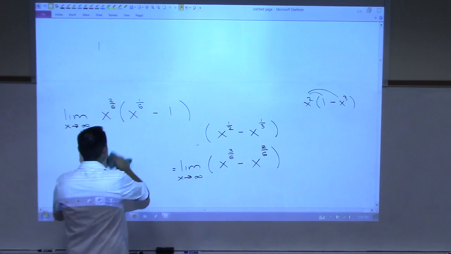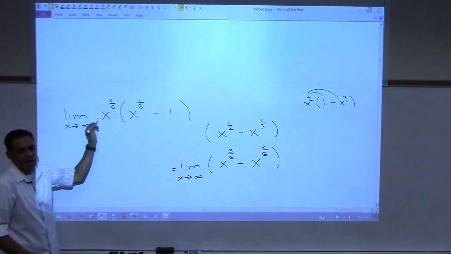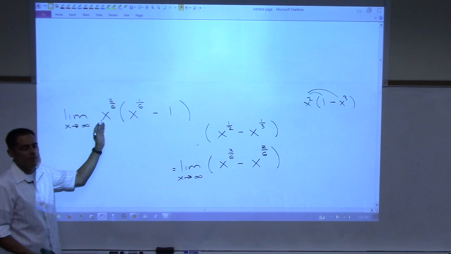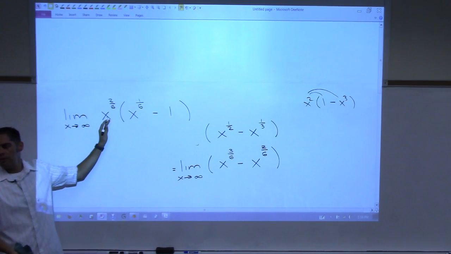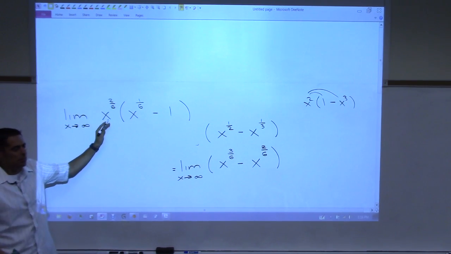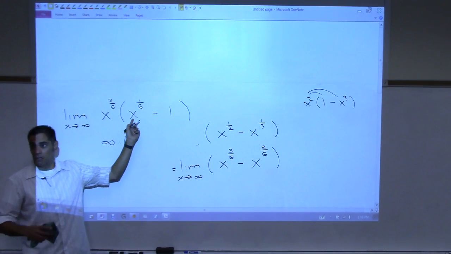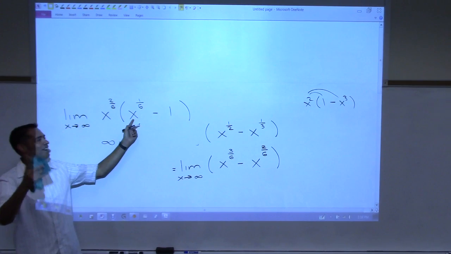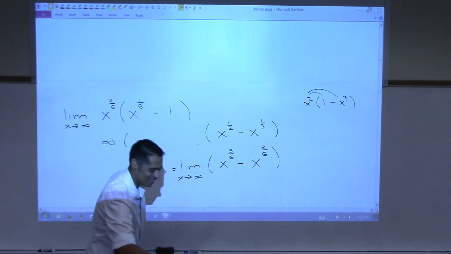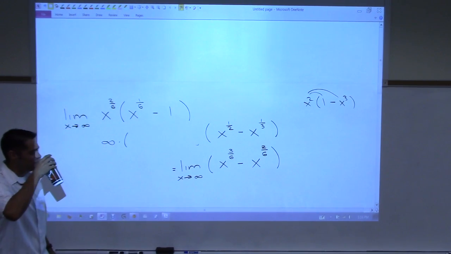Because now, this is really x to the 1/3, and so I'm taking the cube root of x. So if you plug in infinity, the cube root of infinity is going to be infinite still, times now the sixth root of infinity.